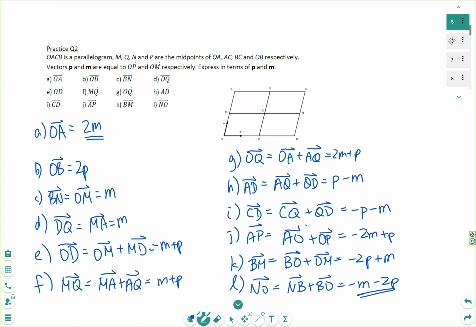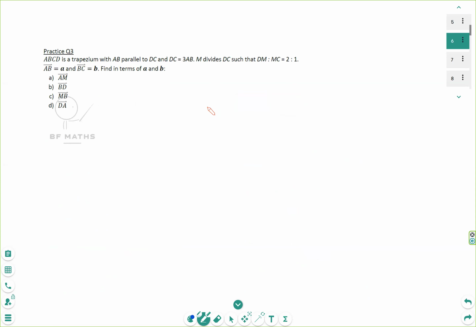Okay, right. Practice question 3. ABCD is a trapezium, with AB parallel to DC. So let's draw it out. Probably draw the shape. So I think probably A, B, C, D in here. So AB is parallel to DC, makes sense.